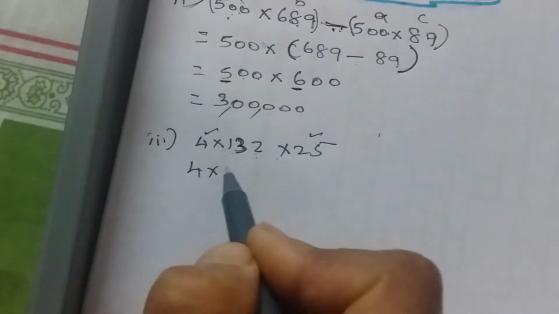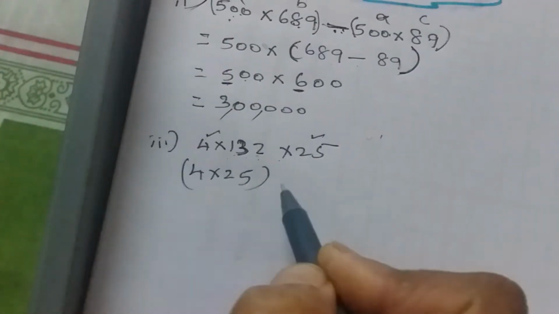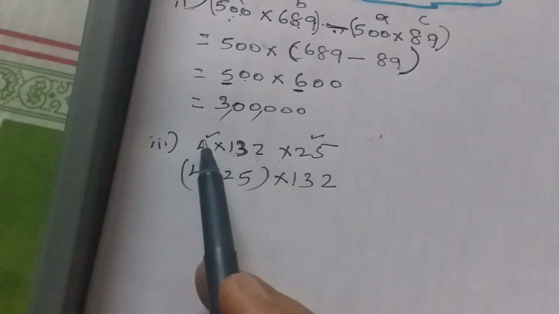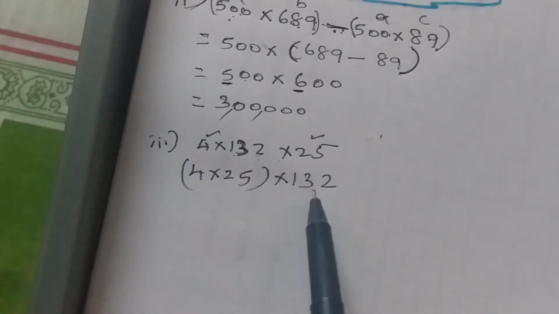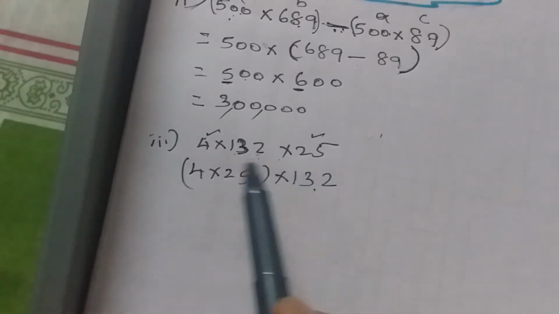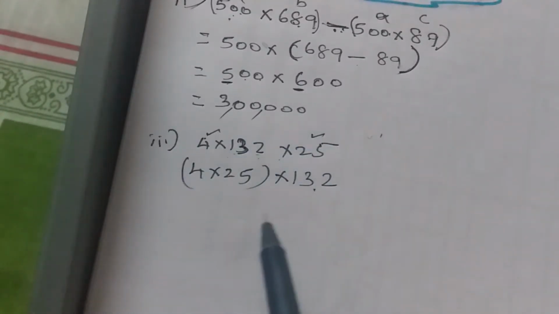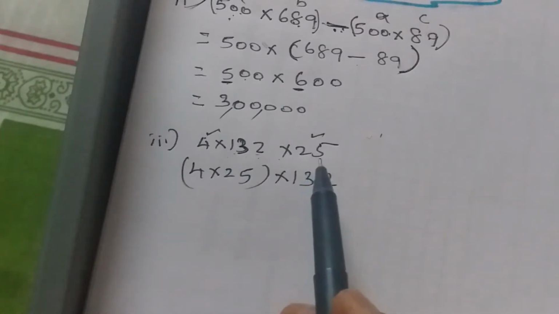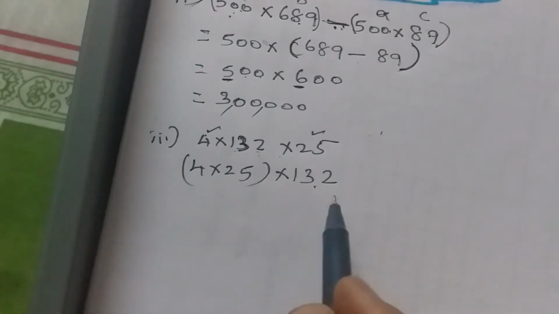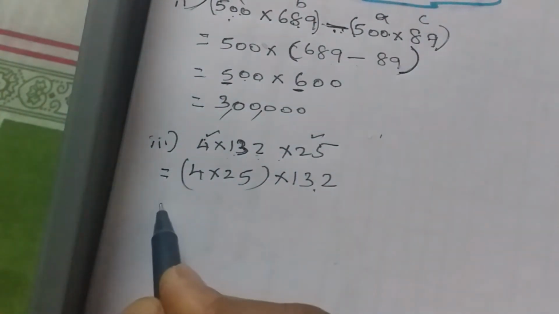So we will write 4 into 25, we group together. First we multiply that, which is easy. Into 132. So we are grouping the first number and third number, and then the second number. Will the answer change if you rearrange the numbers? No, the associative property is true for multiplication. However you change the order of the numbers, the answer will not change. That is why we are using this property.